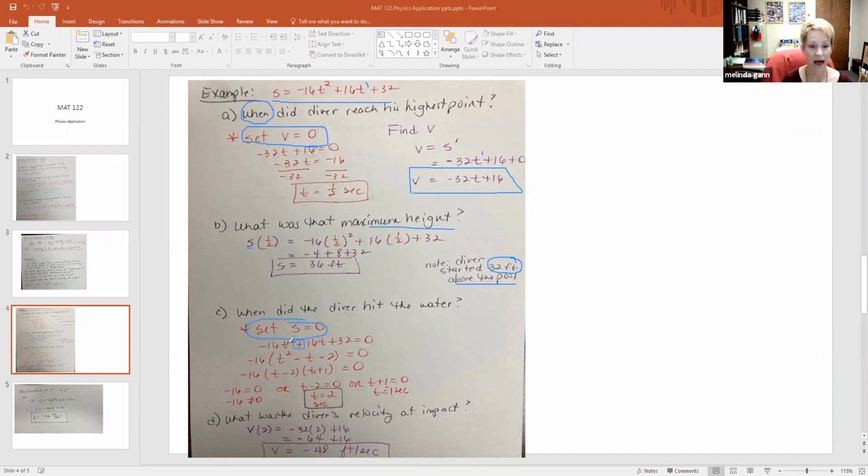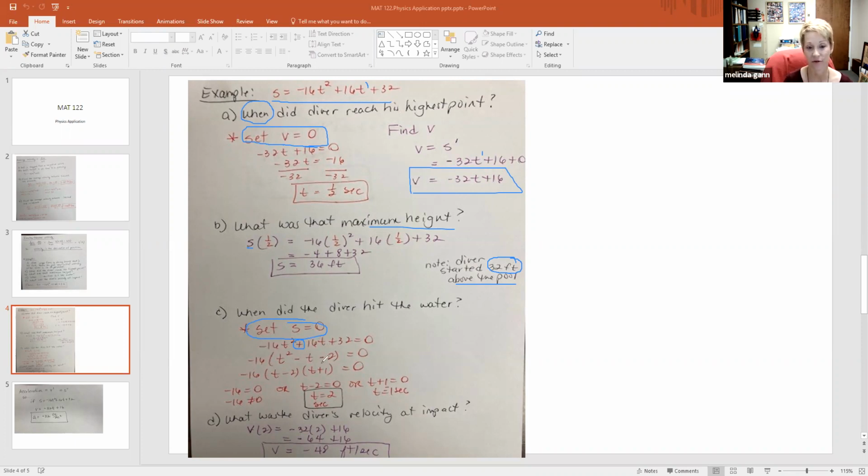So a negative times a negative would give me a positive. So that's how I knew that's going to be a -1 right there. And the same thing, I need that to be a plus, so that's got to be a minus. So see, that'd be a -16t squared. That'd be a +16t and a +32.